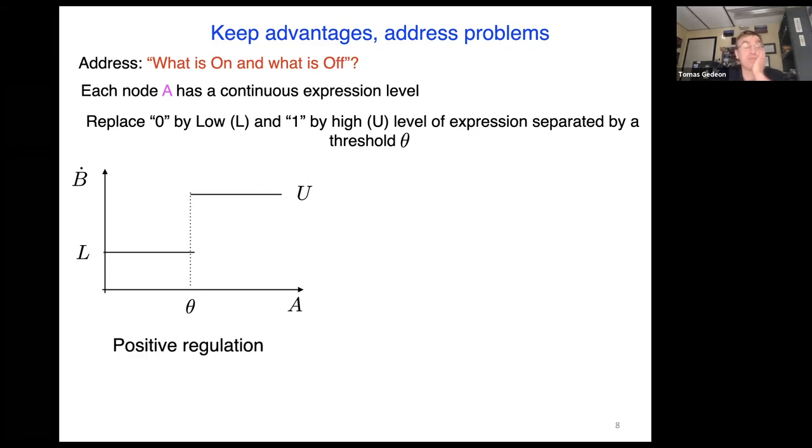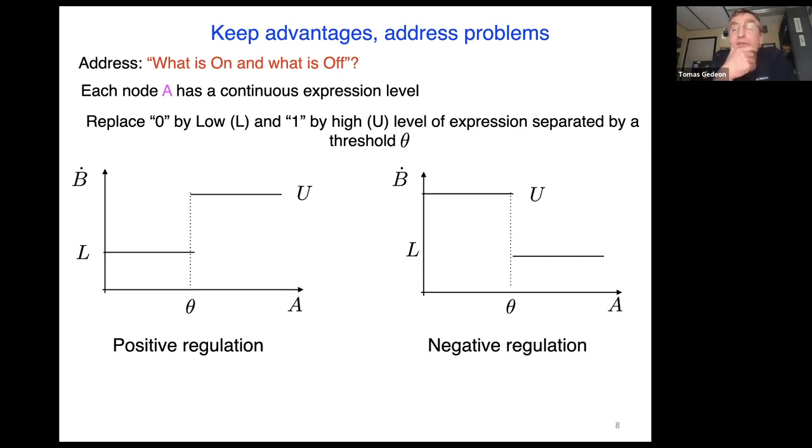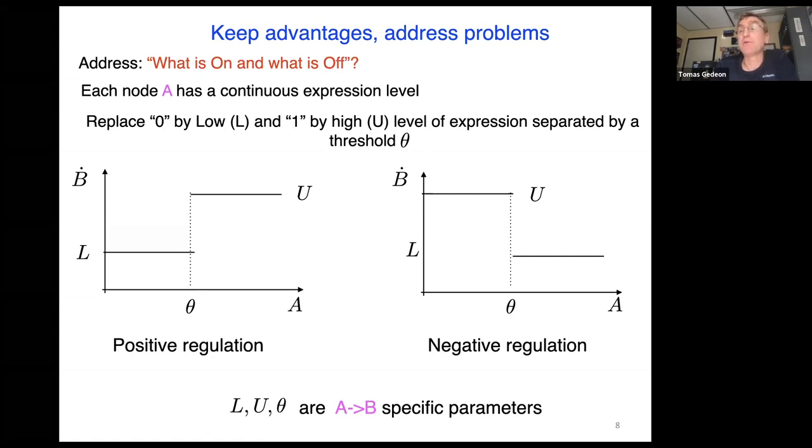So here's a graph of this. If A has a continuous expression, B is going to feel the low expression of A at a low level below the threshold theta, and at the high level U above the threshold. This is a positive regulation: the more A I have, the more B grows. The negative regulation is the opposite; it goes down. This is what I'm thinking about in terms of these functions. And again, I'm going to treat L, U, and theta as continuous parameters for a particular connection from A to B.